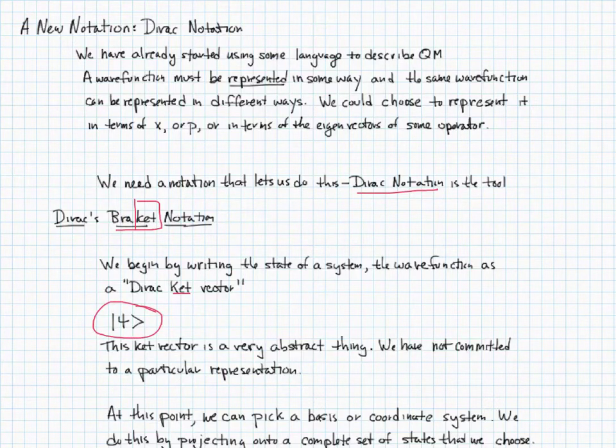So this is an abstract wave function. It is not represented in any particular way yet. It's not written in x or p or energy or anything else. But it's a vector, and it represents a wave function. It's a vector in some space, but we haven't said what space yet. We haven't committed to a particular representation. So it's a way of writing this very abstract thing. It's a vector. It's in some Hilbert space. We haven't decided what Hilbert space yet, but we know it's a vector.